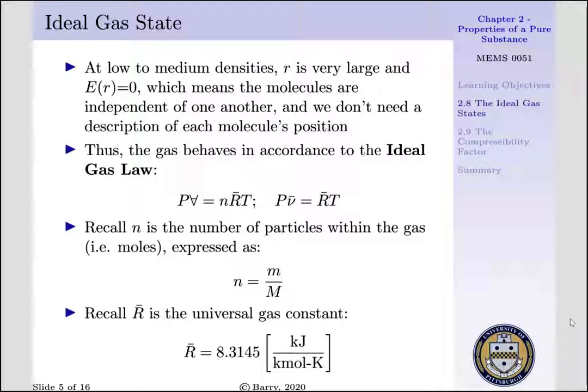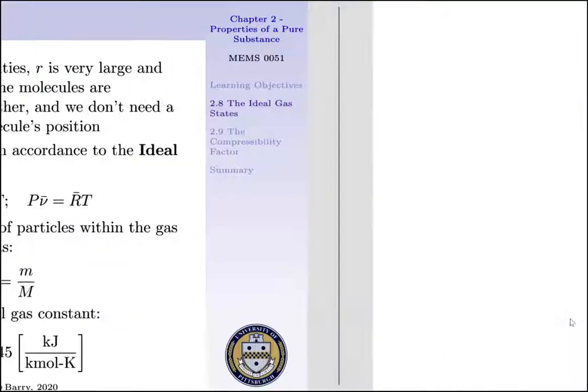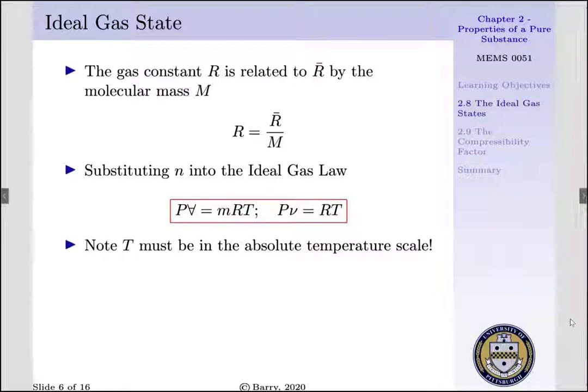Or your pressure times your specific volume on a molar basis is going to be equal to the universal gas constant times your temperature. Now, N, which represents the number of moles within your system, is equal to the mass of your system per your molecular mass, capital M. And R bar is your universal gas constant, taken as 8.3145 kilojoule per kilomole K. Now, we can relate our gas constant of a specific gas R to our universal gas constant by dividing our universal gas constant by our molecular mass. That is, R would be equal to R bar per M.